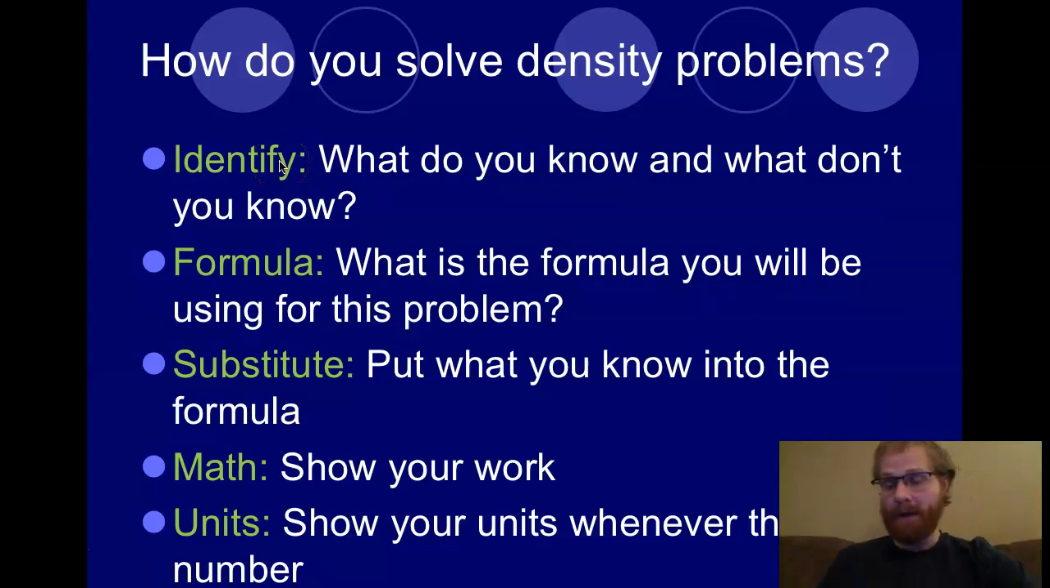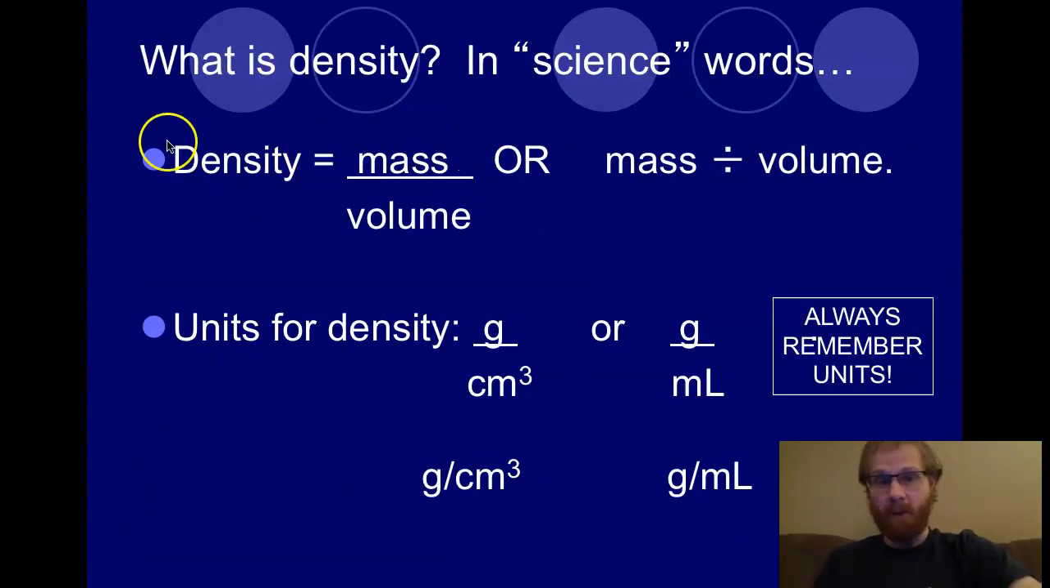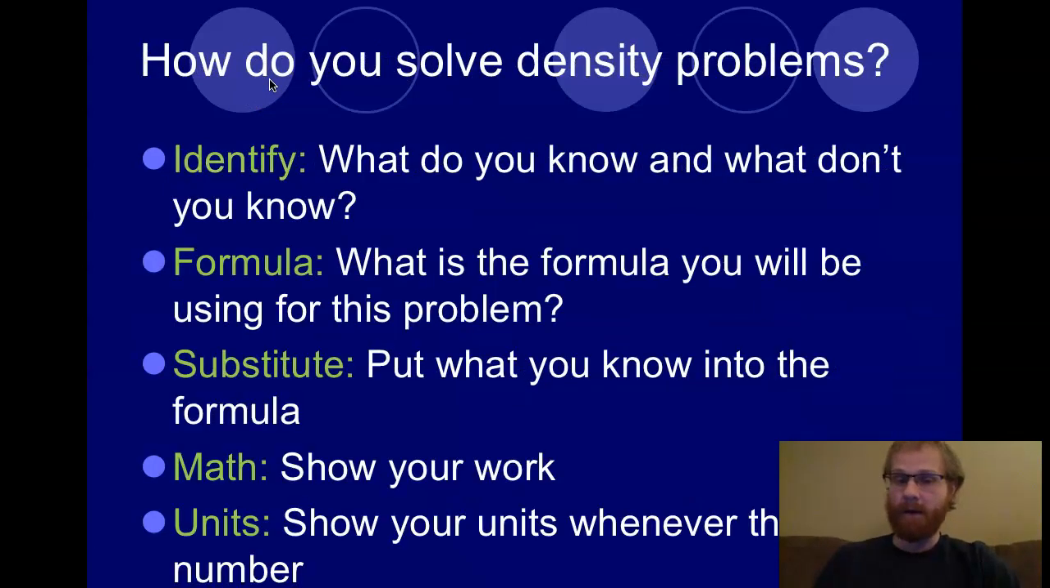Do we know the mass of the object? Do we know the volume of the object? If we know those two things, we can find the density. What's our formula? For the next couple of days, our formula is going to be the same. We're going to keep the math very simple. Our formula will always be density equals mass divided by volume. But over the course of the semester, we're going to learn other formulas as well. And so it's always important to write in the formula that we're using so that we don't get it confused with other ones.